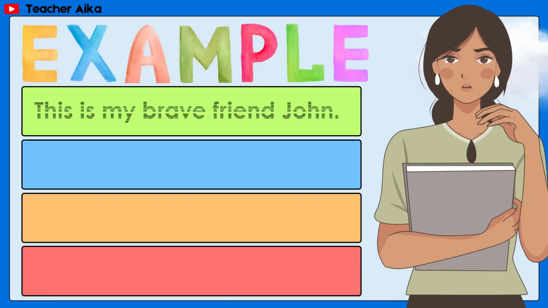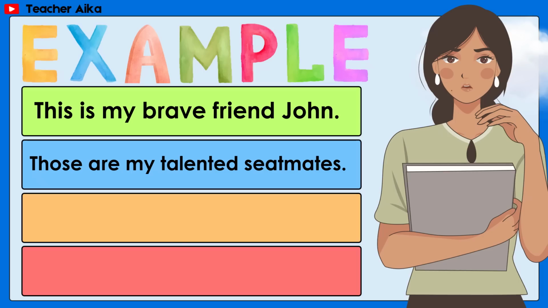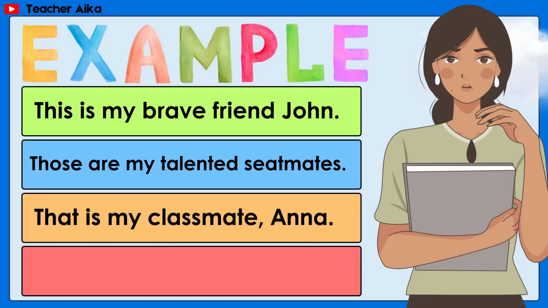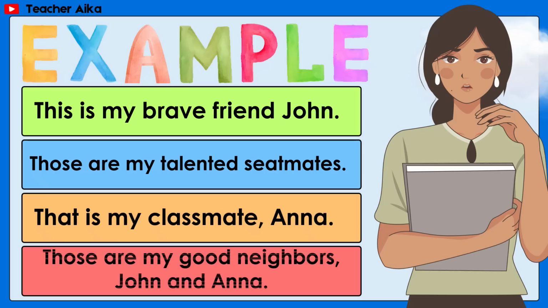Examples. This is my brave friend, John. Those are my talented seatmates. That is my classmate, Anna. Those are my good neighbors, John and Anna.